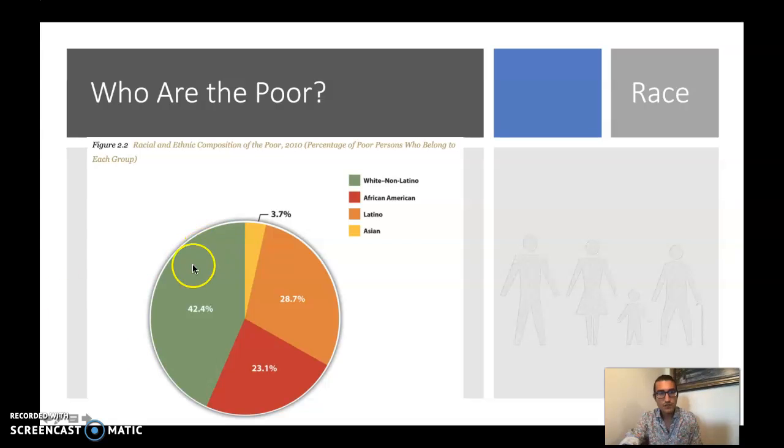So this graph suggests that 42% of people living in poverty in the United States today are white. So the majority of poor people in the United States today are white, right? About 29% of the people living in poverty identify as Latino, about 23% is African American, and about 4% is Asian, all right?